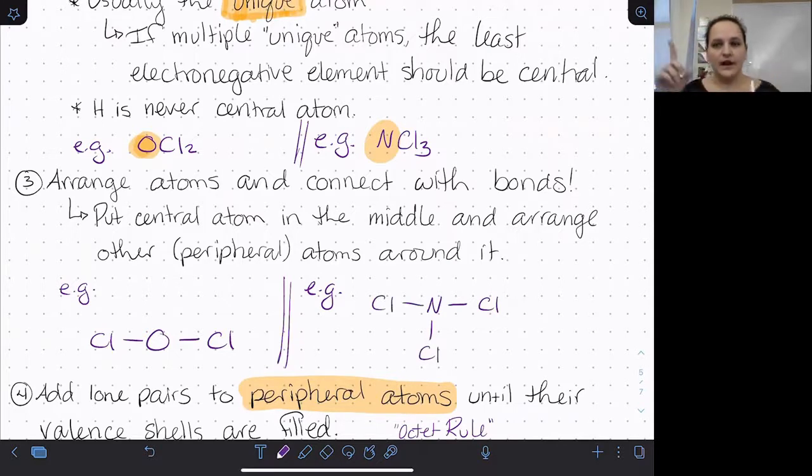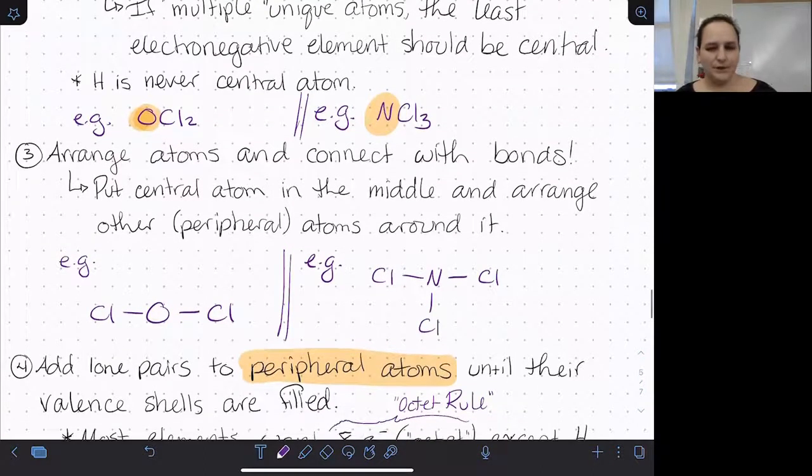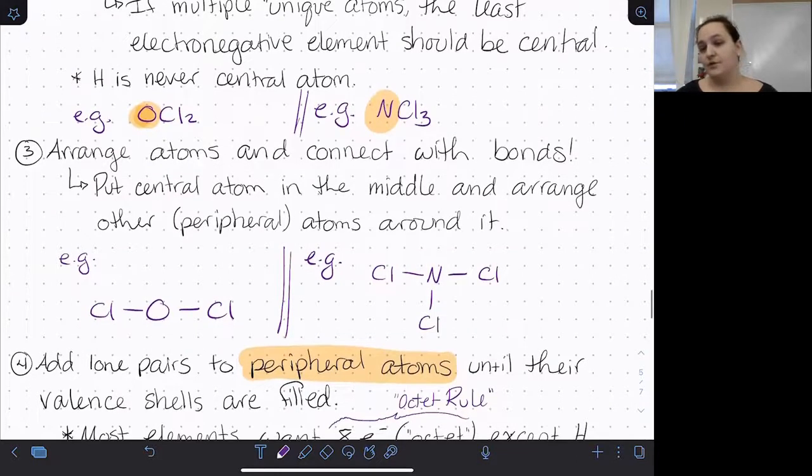Note that exactly how you arrange the peripheral atoms doesn't matter. So it is common that a lot of people will do it really symmetrically just because humans like symmetry, but it doesn't actually matter. Central nitrogen bonded to 3 peripheral chlorines is all that matters. If they're like up, down, left, or right, makes no difference. Because that's just not what Lewis structures are intended to show. They show the connectivity, not the actual three-dimensional arrangement.